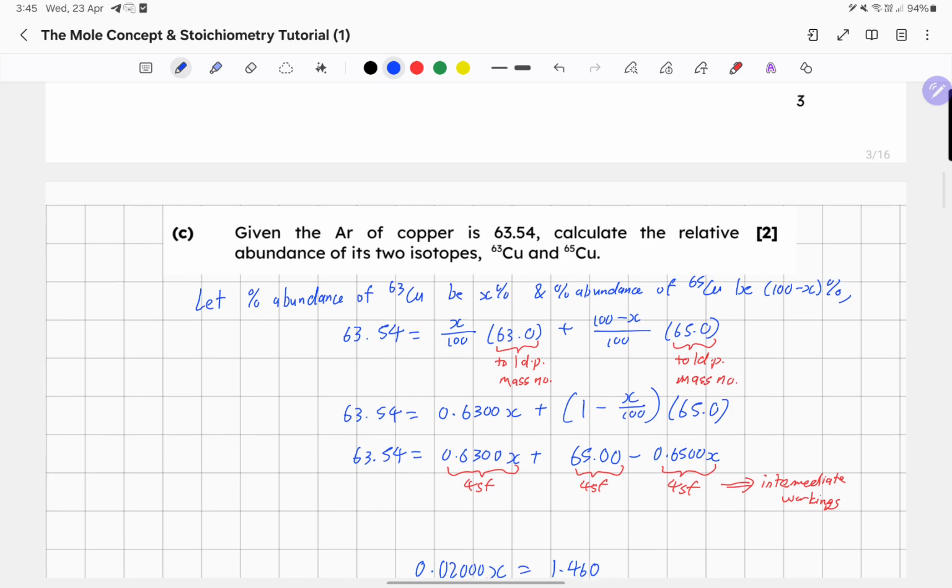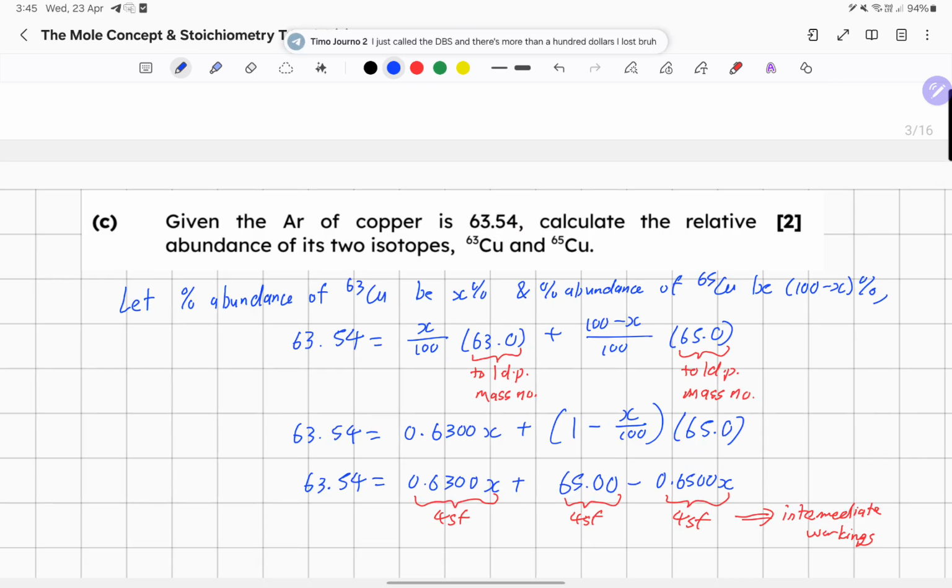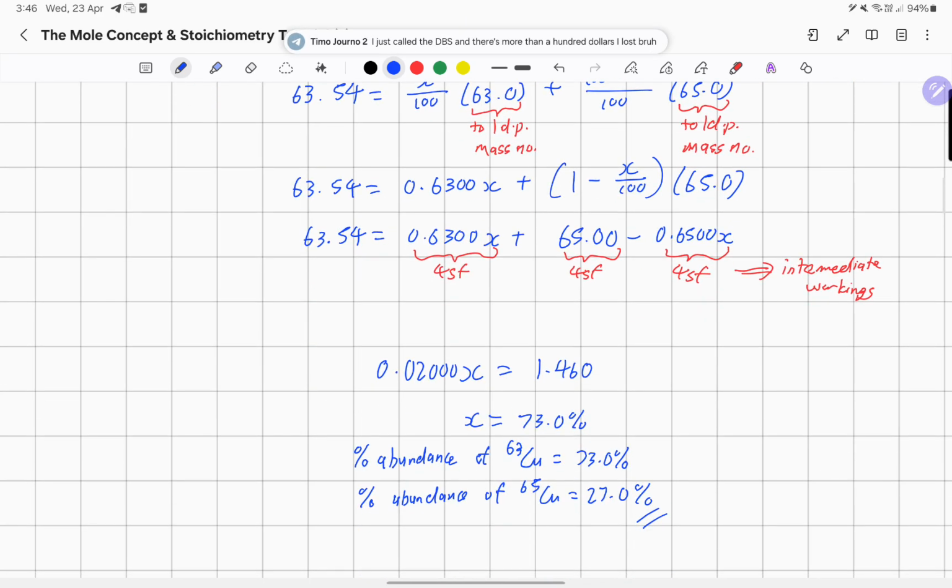If you want to know how to check, the fact that your relative atomic mass is closest to 63 probably means that there should be a greater percentage of copper with mass number 63, and that's what we have achieved over here.